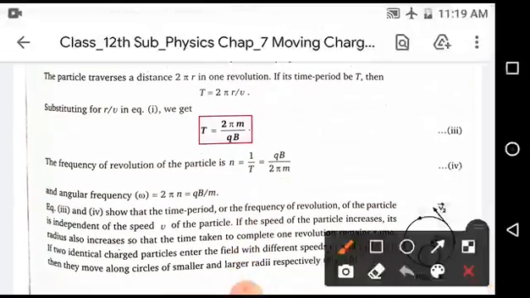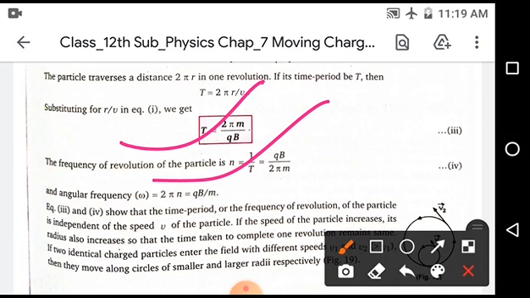If we want to find the time period for the circulation of the charged particle in a circular path, then T is equal to 2 pi m upon qB, and the number of turns taken by the charged particle is 1 upon capital T, that means qB upon 2 pi m.